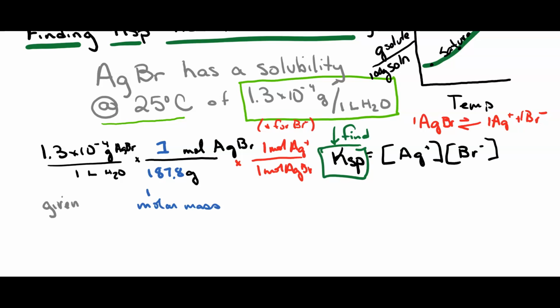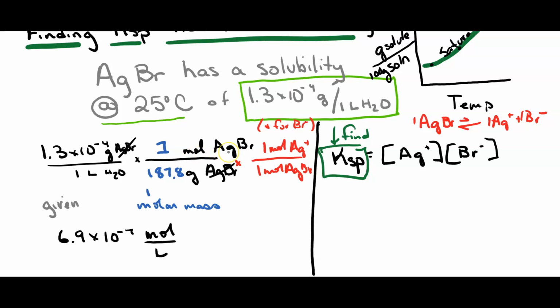So punching that in a calculator, we get 6.7 times 10 to the negative 7, and our unit would be, well, we've removed the grams of silver bromide, and we're left with moles of silver bromide. We've removed moles of silver bromide and made this moles of silver ion, and 6.9 times 10 to the negative 7 moles per liter of solution of the bromide anion. Now, we can use these two values to find our KSP.